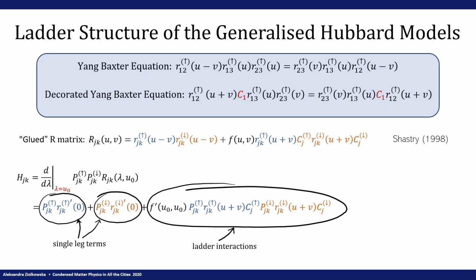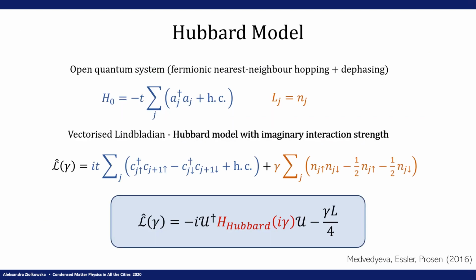This Hamiltonian can be thought of as acting on different parts of a ladder, exactly like a Lindbladian. Thanks to this observation, we have found an equivalence between the generalized Hubbard models and superoperator Lindbladians. As an example, I will show you the simplest case of spin half fermions with Hubbard interaction. For this model, the mapping onto a Lindbladian has been originally realized without the R matrix considerations in the work by Medvedyeva, Essler, and Prosen.